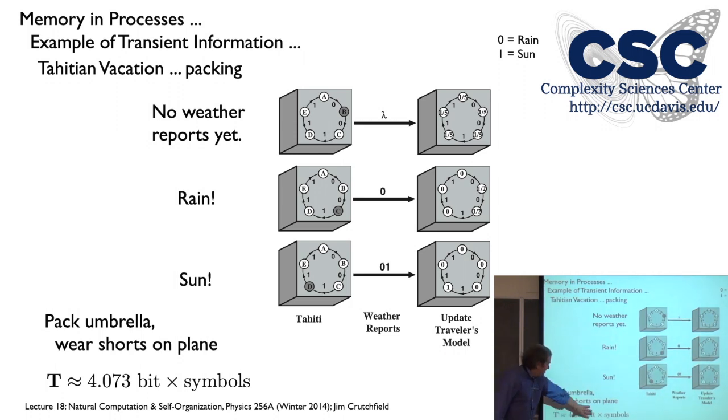And you can go through and calculate this transient information, about 4 bits, this whole process of measuring the 0 and 0, 1. The information we're talking about here is how our uncertainty in the state distribution has changed, improved and improved until there was no uncertainty in the state. And you integrate that up, and that gives you this T of about 4 bits. This isn't information in the 0, 1 sequence, rain or sun. It's in how our model in our head and the induced probability distribution was changing.